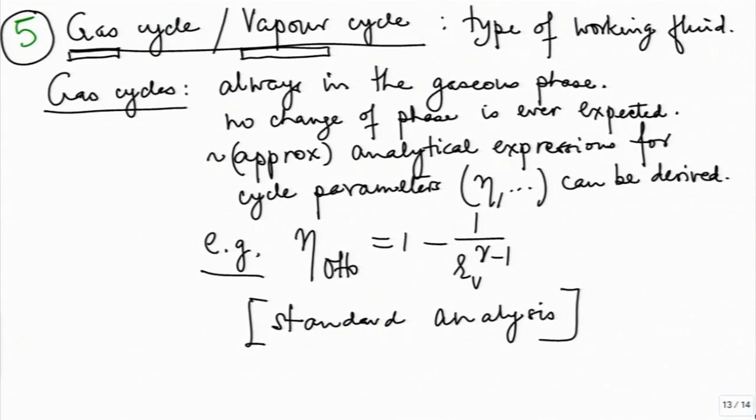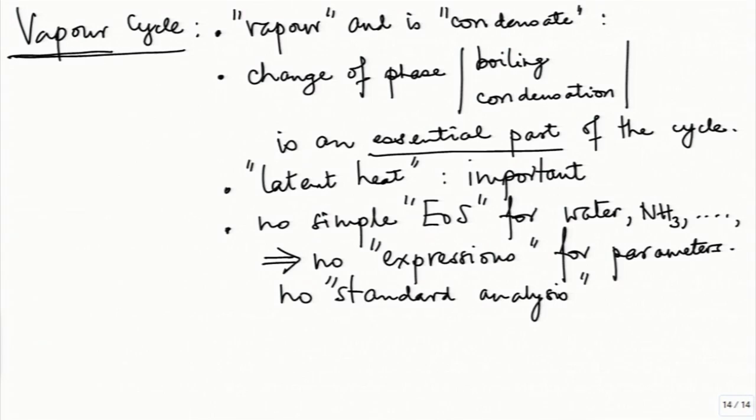If I change one of the parameters, again there is no formula in which you can substitute. You have to do all the calculations again. The process and the procedure remain the same, but the numerical values will all be different and will have to be computed. So just the way the standard efficiency of an Otto cycle can be written in terms of just two parameters, RV and gamma, you can't do that for a steam power plant or a vapor refrigeration plant.